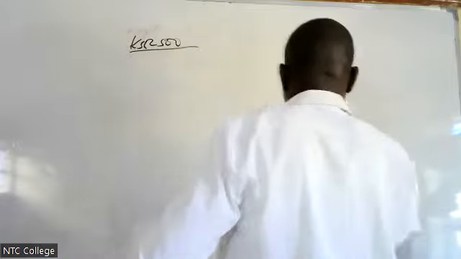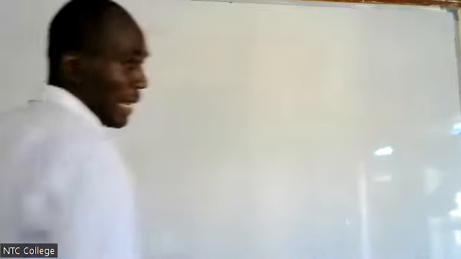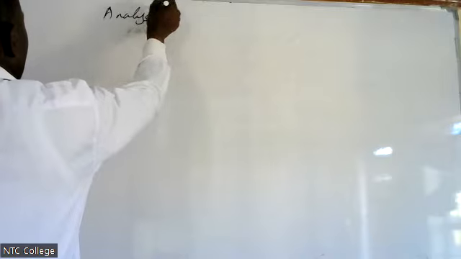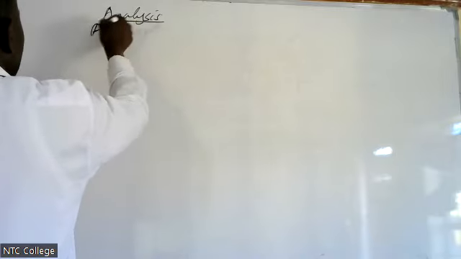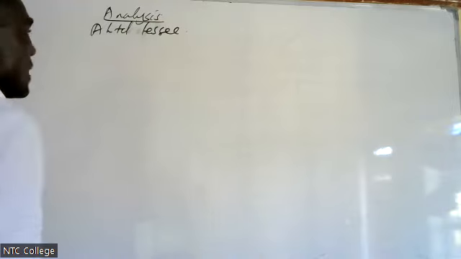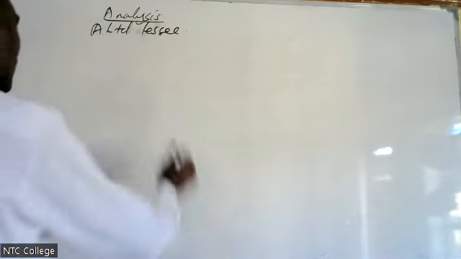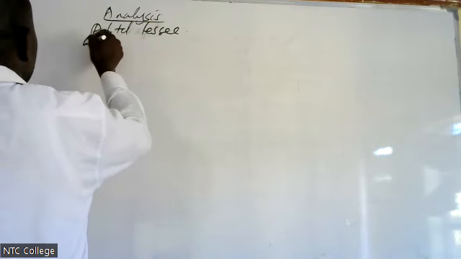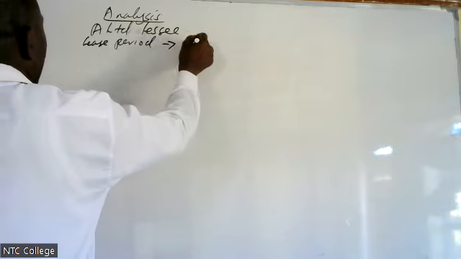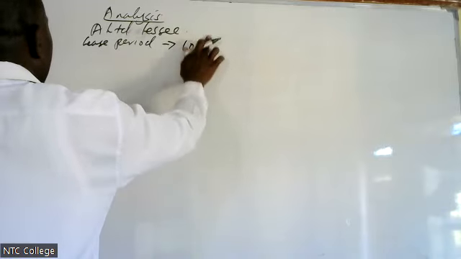Therefore, the first thing we do is the analysis of this question. A Limited is the lessee, that one we know. Then we have the lease period. The lease period is 10 years.